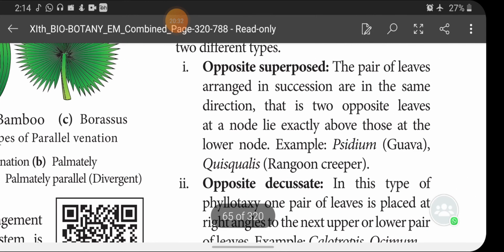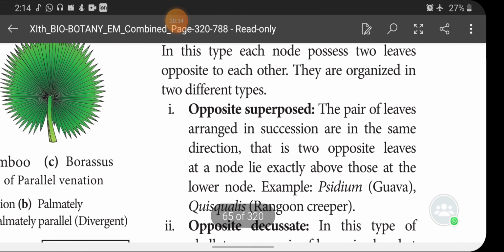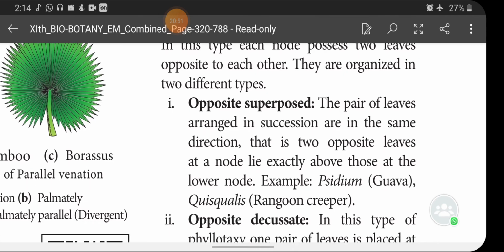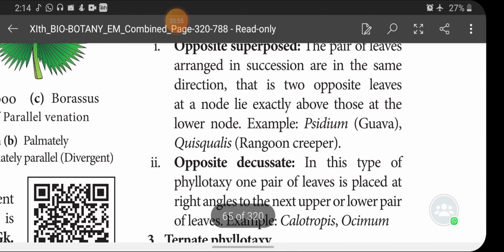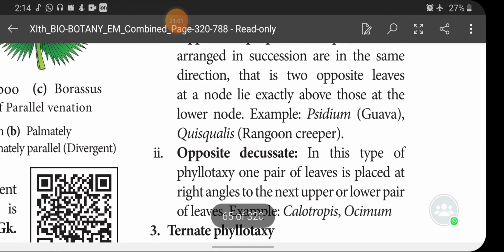Please see to it. Opposite superposed: the pair of leaves arranged in succession or in the same direction. That is, the pair of leaves in each node and also in successive nodes are in the same direction, that is called opposite superposed. That is, two opposite leaves at a node lie exactly above those at the lower node. Example, Psidium guajava, that is guava, and Quisqualis, that is Rangoon creeper.